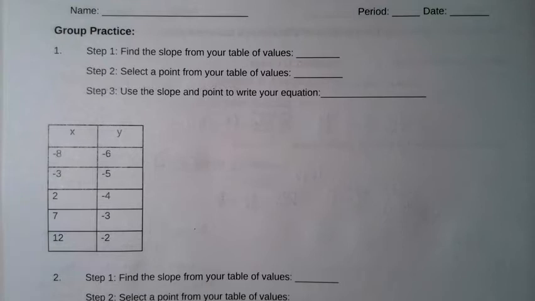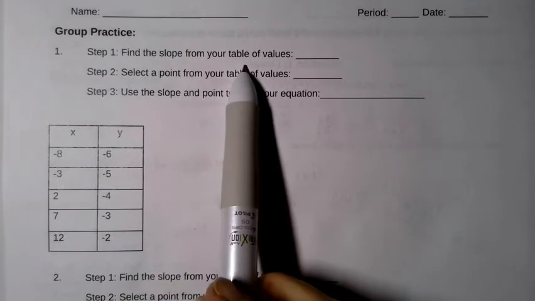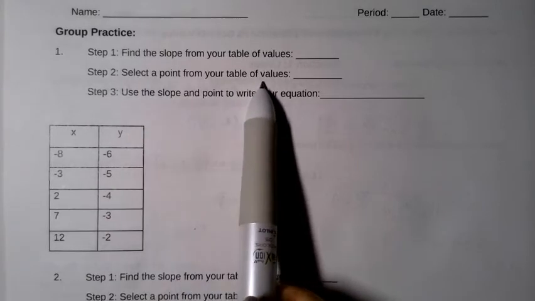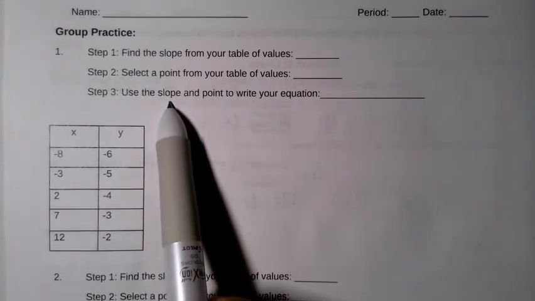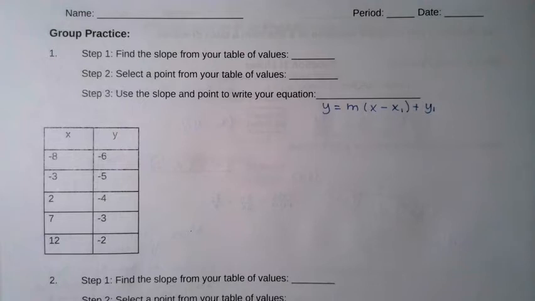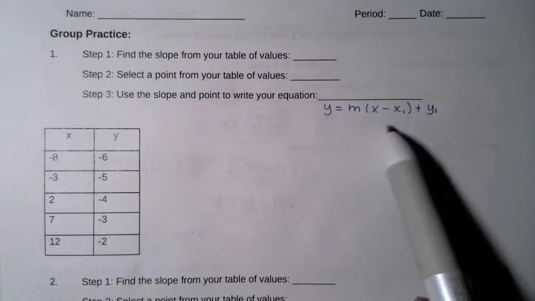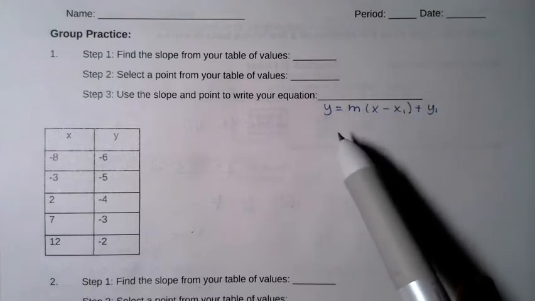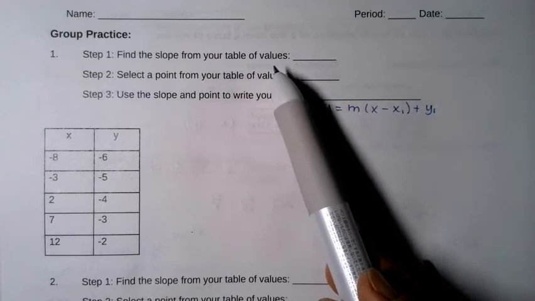Flip your paper over and look at the group practice. First step, find the slope from the table. Second step, choose a point from your table. And third step, use that slope and point to write your equation in point-slope form, unless you happen to have the y-intercept, which you can use in that form as well. Always rewrite that general form, that point-slope form, so you can refer to it easily when you're writing your equation. Step 1, let's find the slope from our table of values.